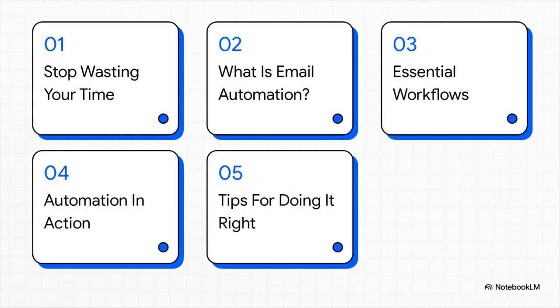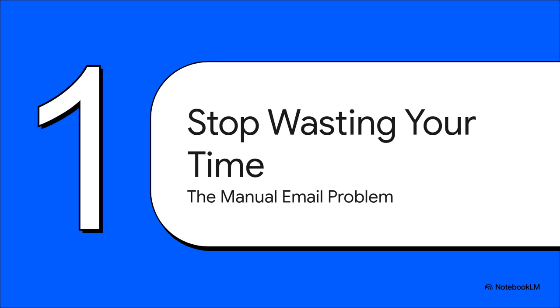First, we'll talk about why manual email is such a time waster. Then we'll get clear on what email automation actually is, look at some key workflows you can use, see a real-world example in action, and finish up with some tips to make sure you do it right. Let's jump in. Okay, first things first. We need to understand the problem we're trying to solve.